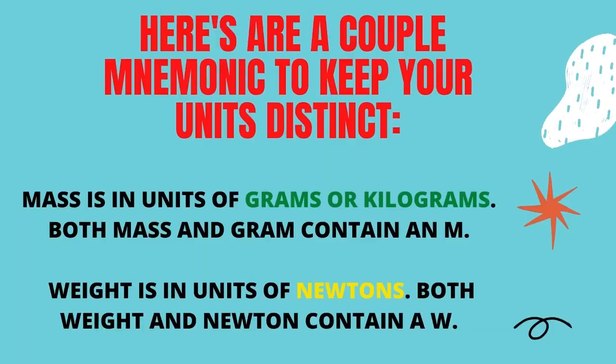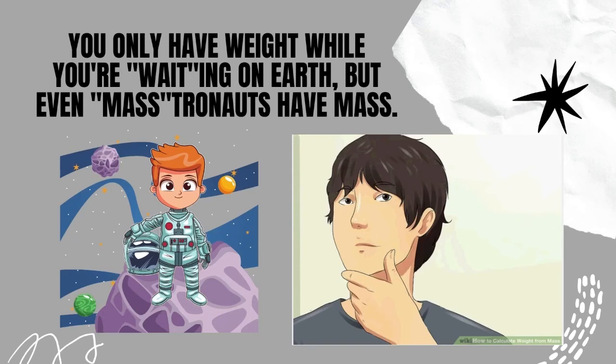Here's a couple of mnemonics to keep your units distinct. Mass is in units of grams or kilograms. Both mass and gram contain an m. Weight is in units of newtons. Both weight and newton contain a w. You only have weight while you're waiting on Earth, but even astronauts have mass.